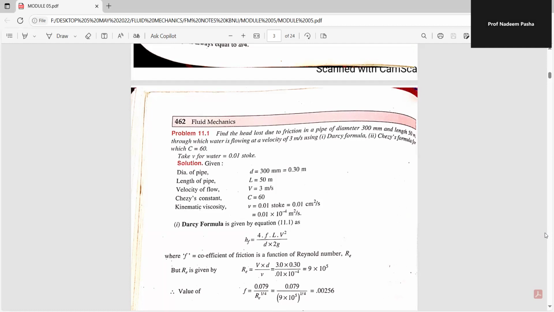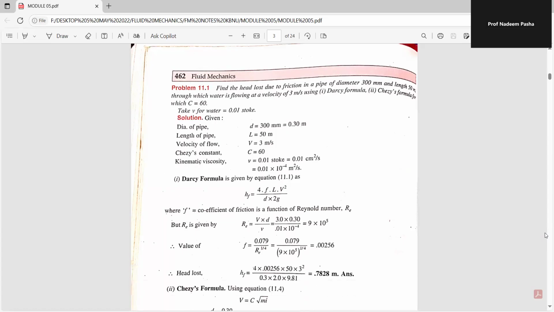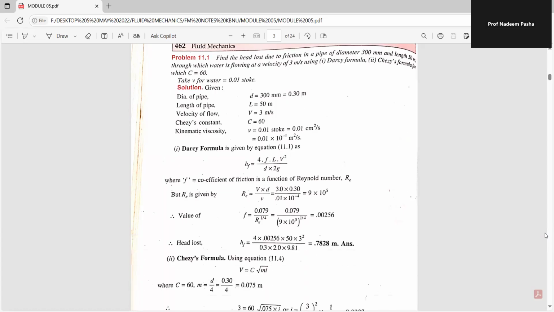F is equal to 0.079 divided by RE raised to 1 by 4. So 0.079, RE is 9 into 10 raised to 5 raised to 1 by 4. So it comes out to be 0.0256. So your head loss HF equal to 4FLV square by D into 2G. 4F is how much? 0.0256 into L is how much? 50 into V square is 3 square divided by D diameter is 0.3 into 2 into G is 9.81. So if you calculate, it comes out to be head loss is 0.7828 meter.